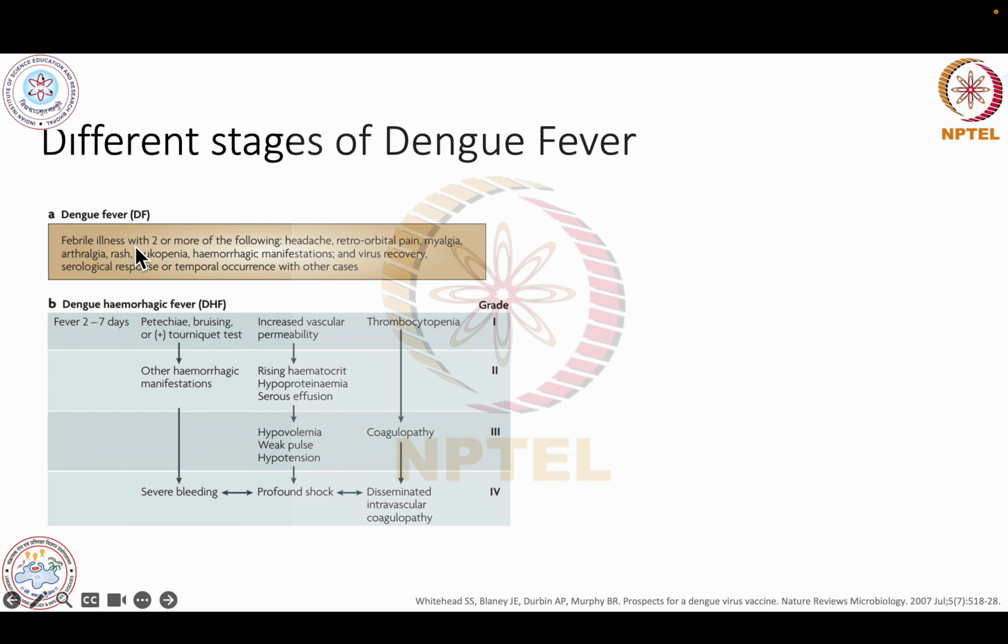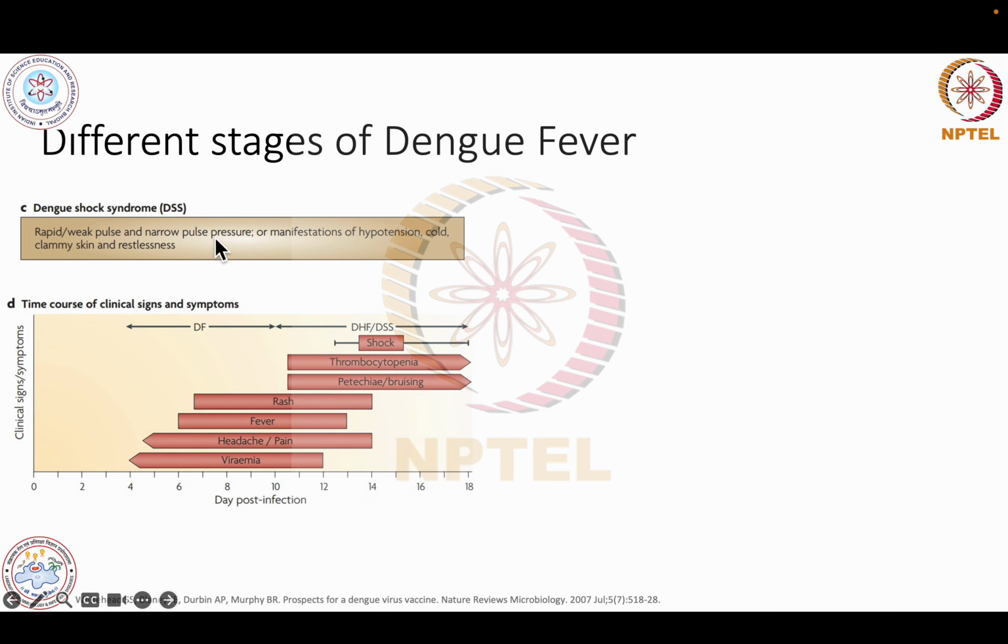Different stages of dengue virus. Dengue fever: febrile illness with 2 or more of the following: headache, retro-orbital pain, myalgia, arthralgia. Dengue hemorrhagic fever: fever for 2 to 7 days, and then bruising, increased vascular permeability, thrombocytopenia. Dengue shock syndrome: rapid or weak pulse, narrow pulse pressure. Time course of clinical signs and symptoms: between 4 to 12 days there will be viremia, headache, pain, fever, rash, and in the following days there can be bruising, thrombocytopenia, and shock syndromes.